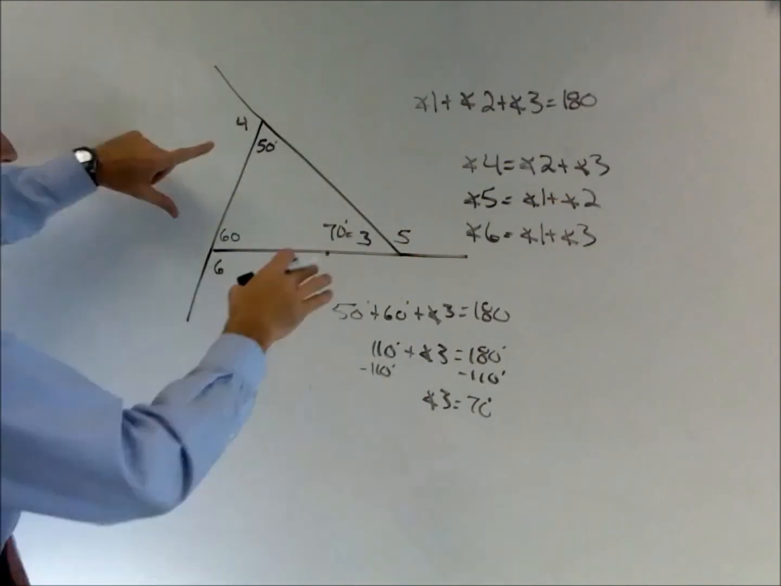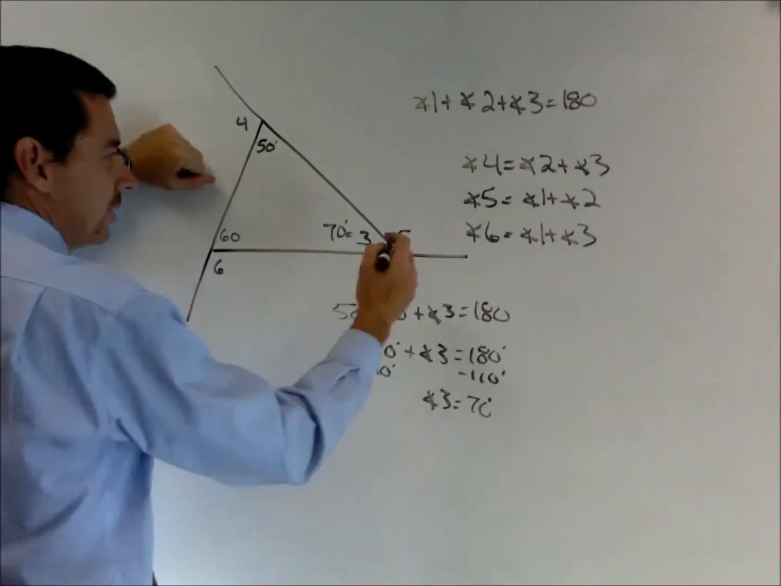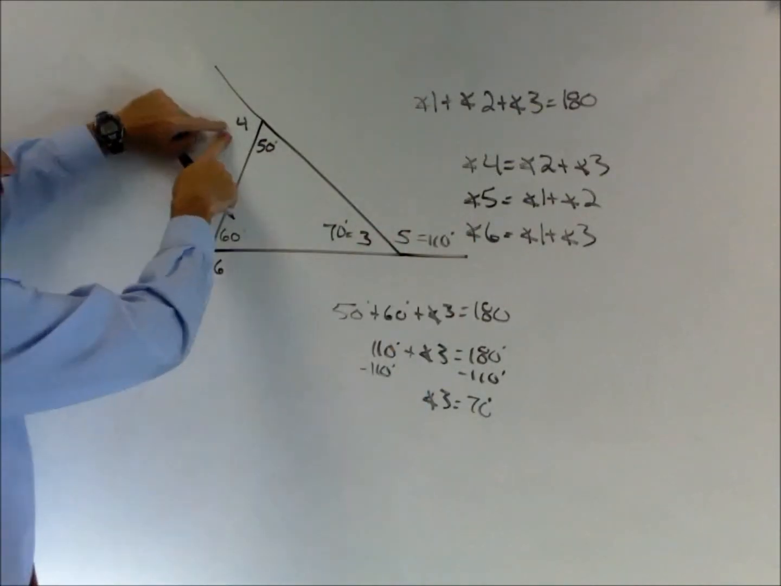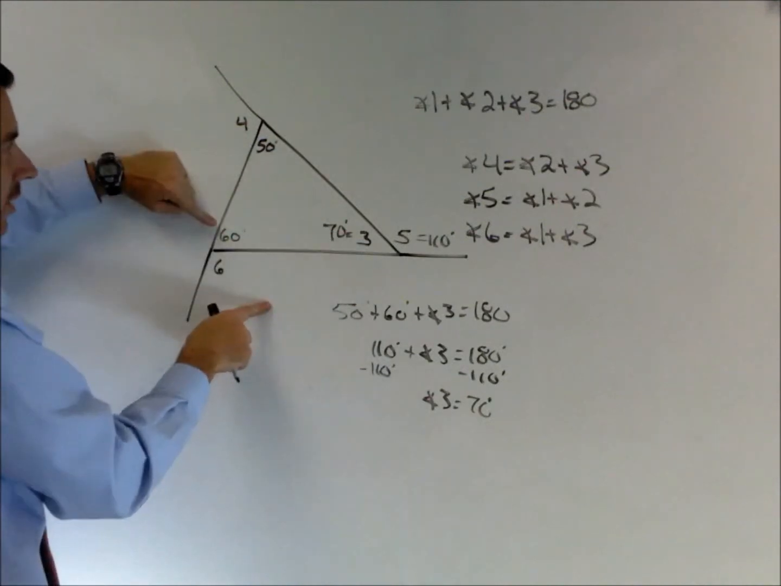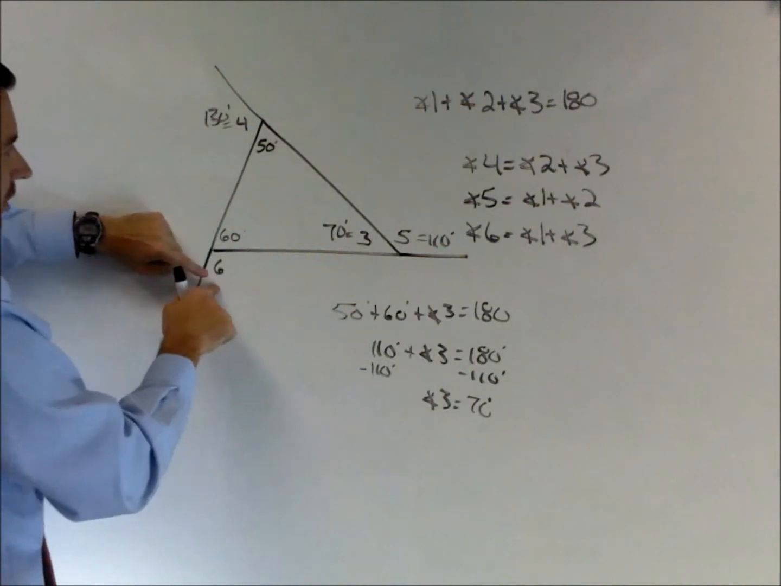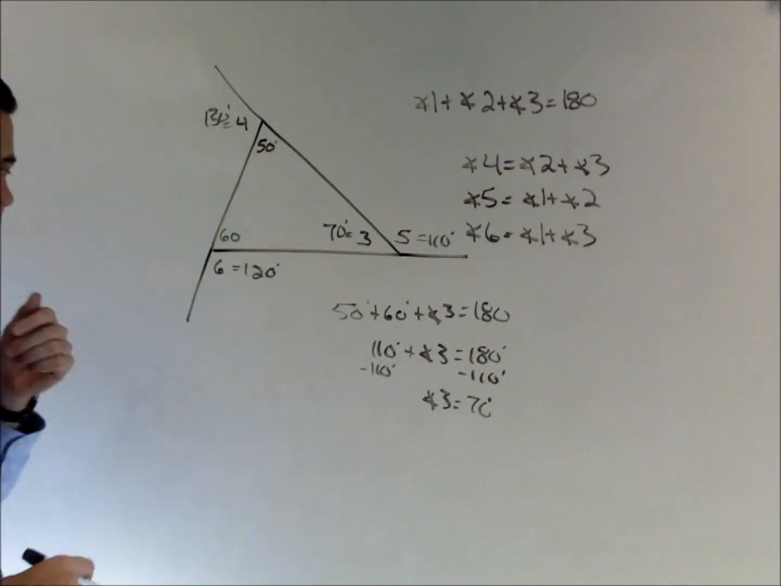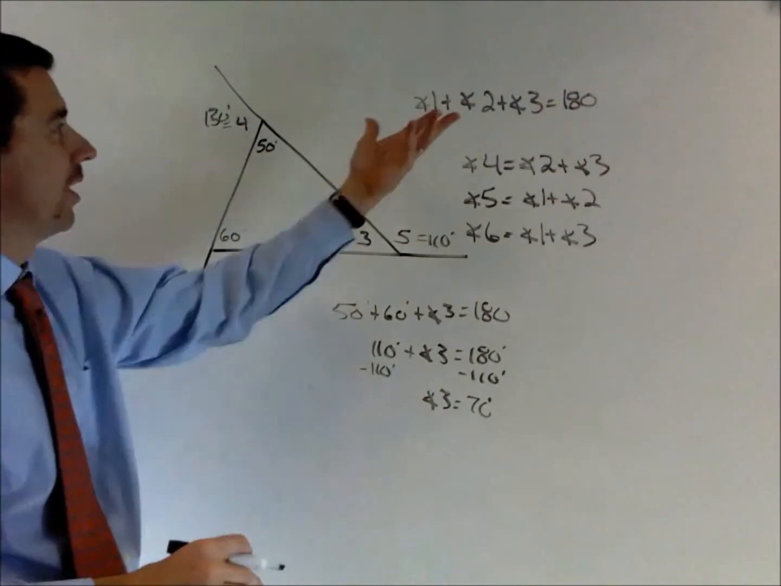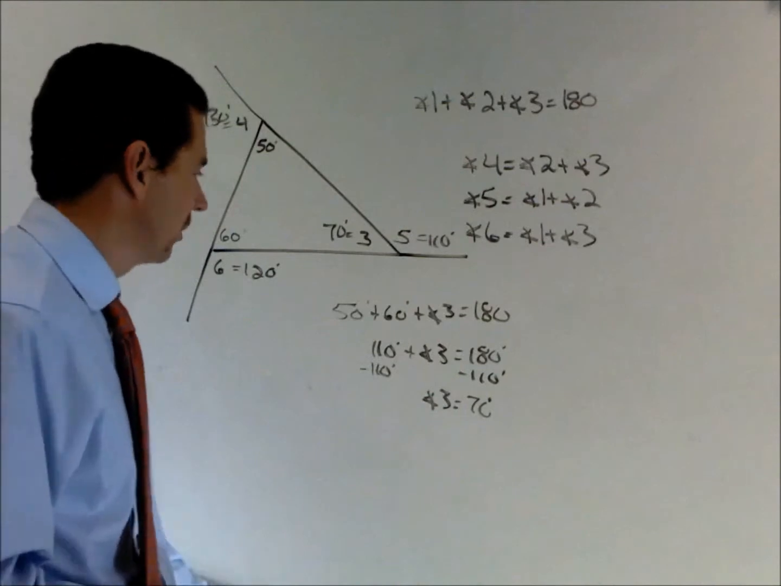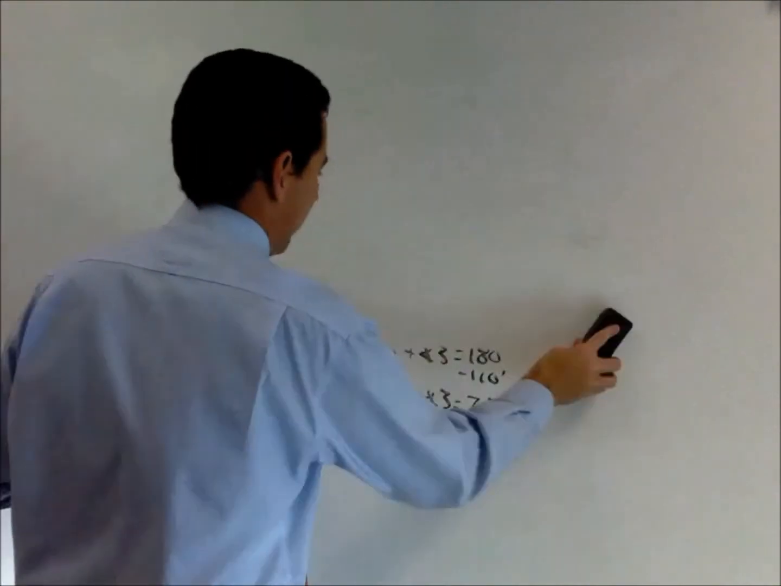But I could have gotten it straight off the bat to say, hey, angle 5 is equal to 50 plus 60, which gives me 110 degrees. Angle 4 is going to equal 60 plus 70, which gives me 130 degrees. Angle 6 is going to equal 50 plus 70, which gives me 120 degrees. So that's the basic concept of the sum of the angles of a triangle and the exterior angle theorem. Let me erase this and put up a few examples that we can take a look at.